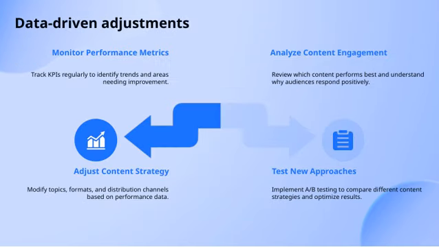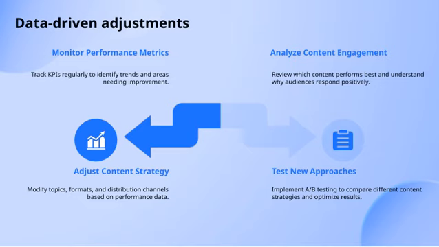All right, let's talk about data-driven adjustments. First, it's crucial to monitor performance metrics regularly. By tracking KPIs consistently, we can spot trends early on and identify areas that might need some improvement. This helps us stay agile and responsive to what's actually happening.